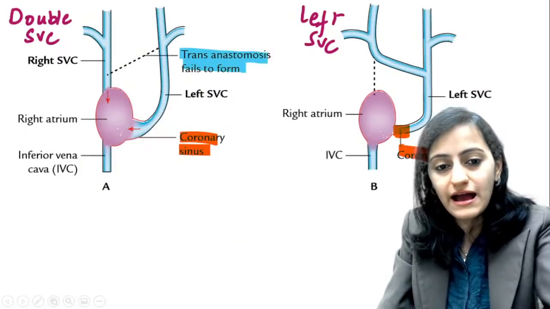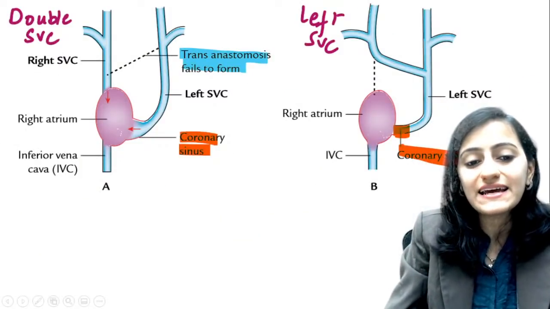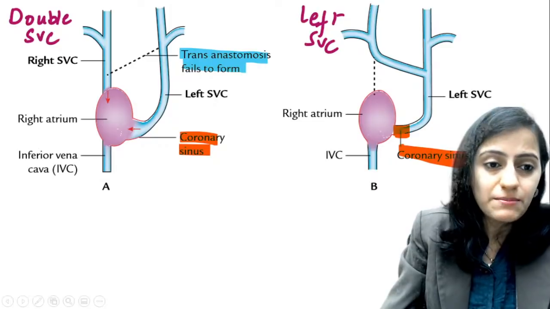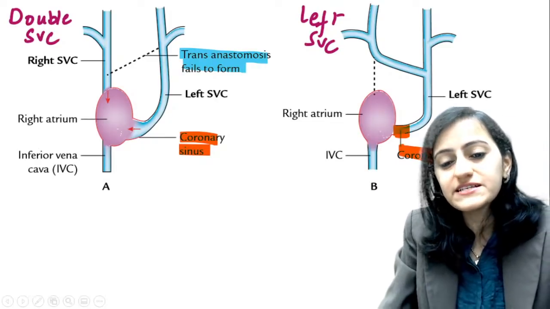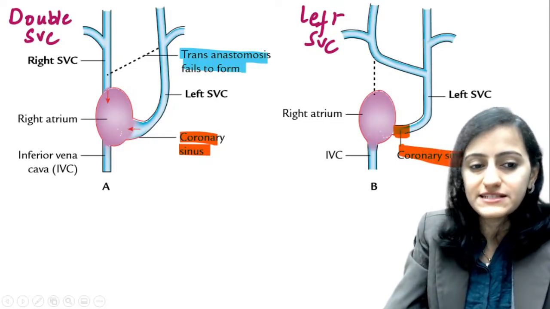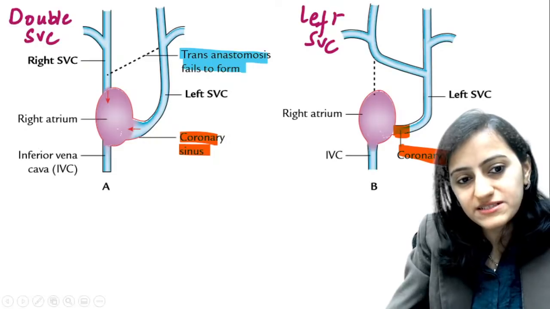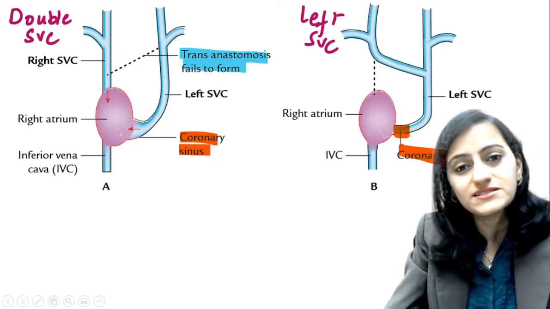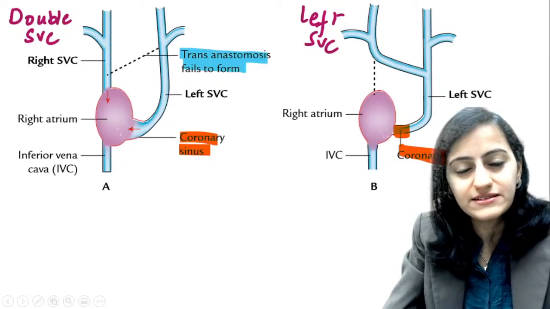Now, if you have the left-sided SVC, so double SVC, you have the right SVC and the left SVC as well. It's basically the persistence of the left anterior cardinal. The anastomosis is not present, that fails to form.